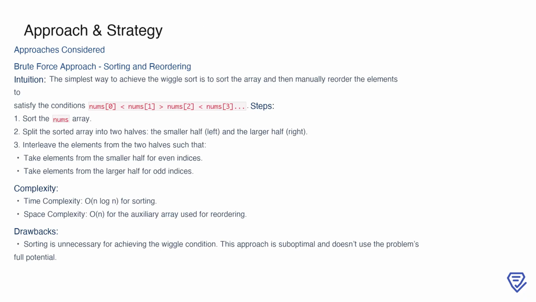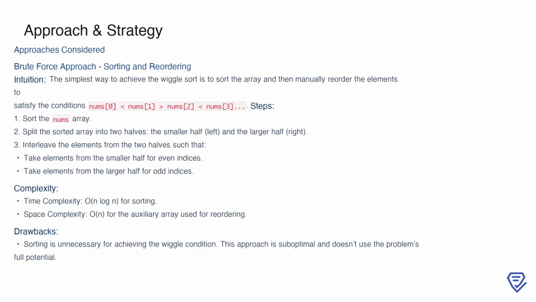To solve this problem efficiently, techniques involving sorting and strategic rearrangement can achieve the desired outcome in O(n) or O(n log n) time, depending on the chosen approach. To begin, one of the simplest ways to approach the wiggle sort 2 problem is by using a brute force method that involves sorting the array and then reordering it to meet the wiggle condition.